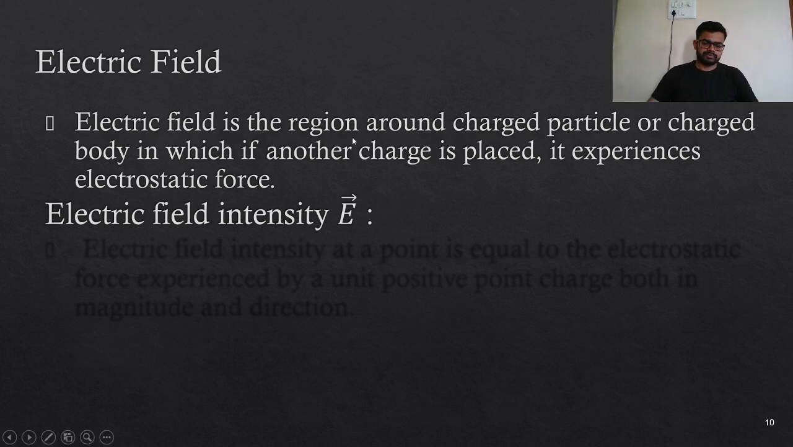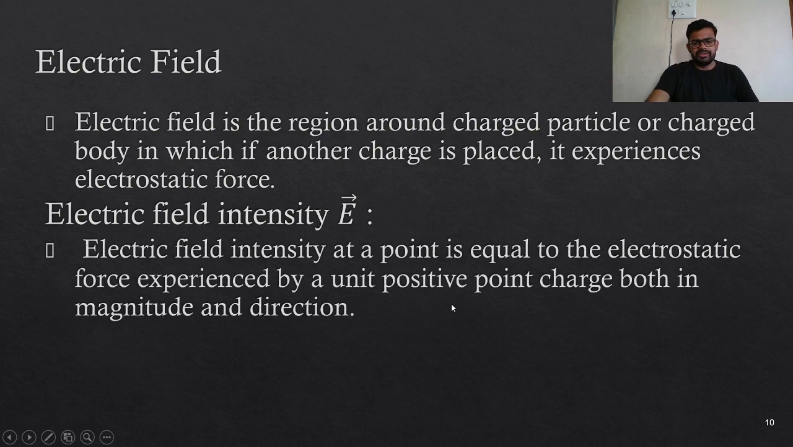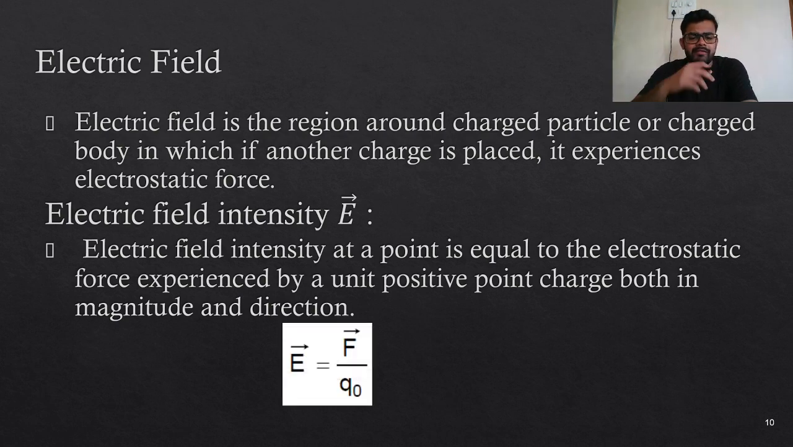Let us talk about this. Electric field intensity at a point is equal to the electrostatic force experienced by a unit positive point charge, both in magnitude and direction. So a unit positive charge is there, and it is experiencing a force. That is the electric field intensity at that point. Let's say a charge q naught is experiencing a force F, then electric field intensity at that point can be defined as E equals F by q naught.